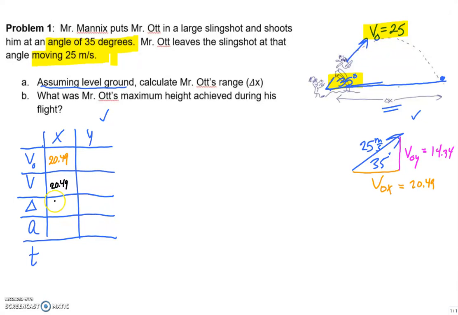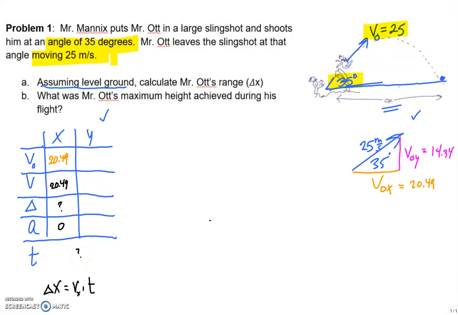How far does he go? That's what we really want to know. That's the change in horizontal position. We do not know that. We want to know that. Acceleration horizontally is 0. If we want to calculate delta x, we could be done if we knew the horizontal velocity, which we do. Multiply that by the time. And for a constant velocity object, that's how you get displacement, how far it's going, but we don't know time. So we're going to want to figure out time.